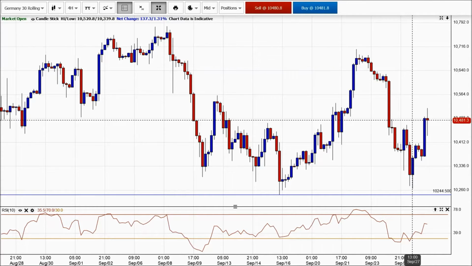So I would be inclined to be a buyer and use these big levels. If we do see it sell off to these big levels, use these as maybe an opportunity to get on board and a sensible place to set the stop loss.